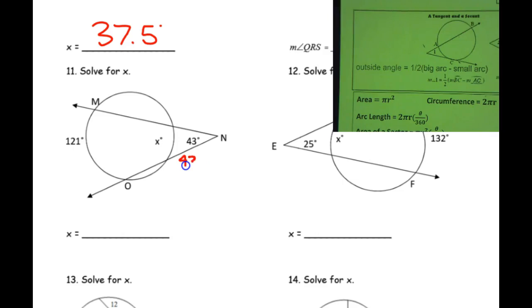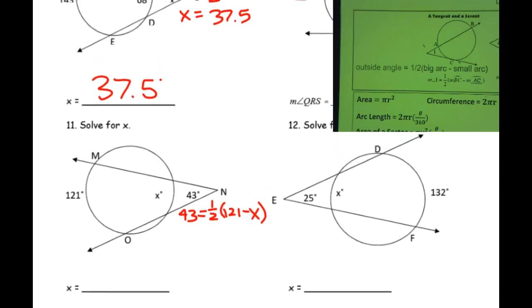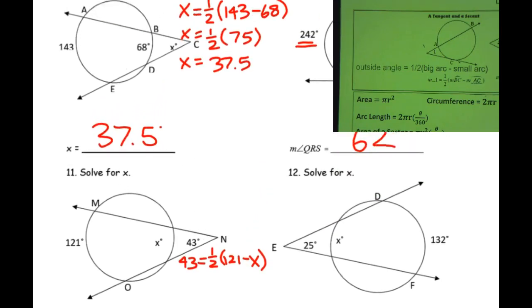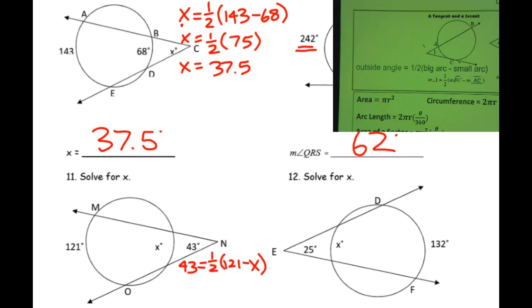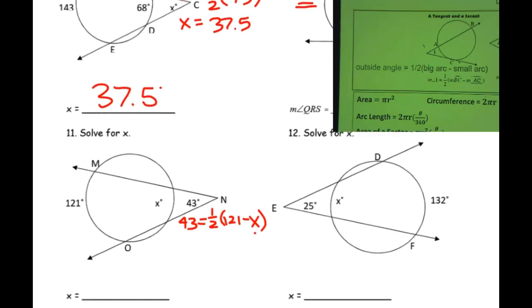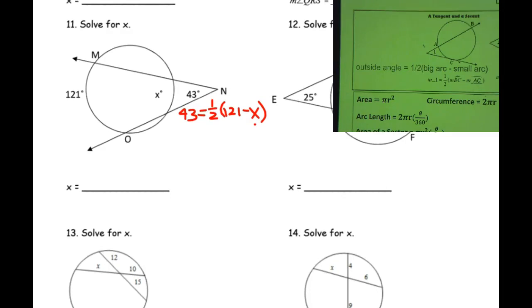Angle, 43, equal sign, 1/2, big arc, 121, minus small arc, which is x. Now notice the difference between 9 and 11. Instead of the x being outside, now the x is inside the parentheses. But we'll solve this the way we did on our notes. So to get x by itself, first we get rid of that fraction 1/2 by multiplying by 2 to cancel it out. 43 times 2 is 86 equals 121 minus x.